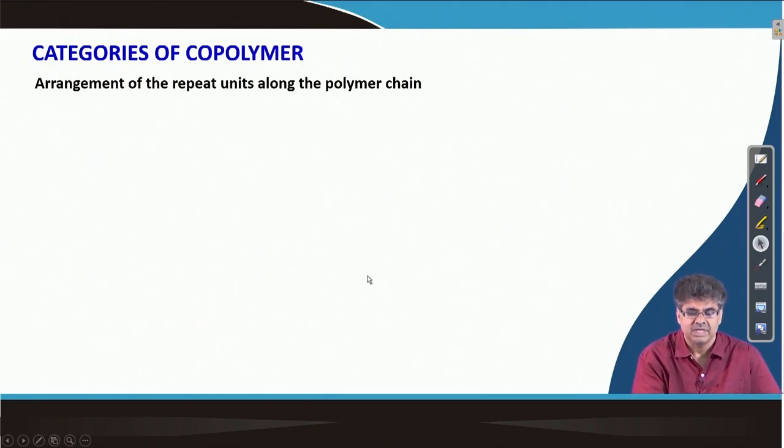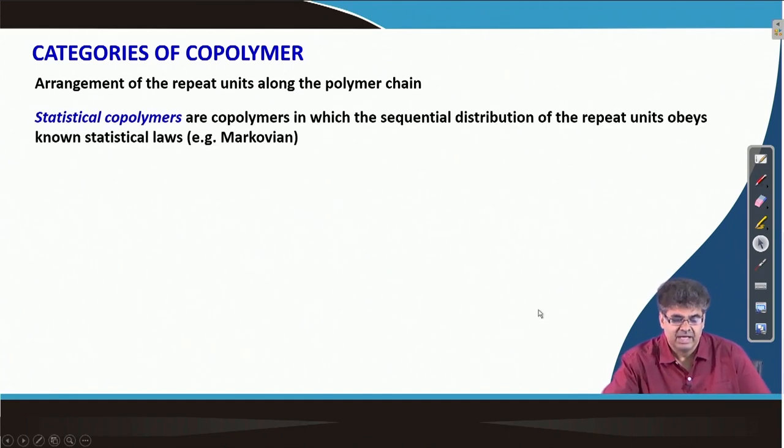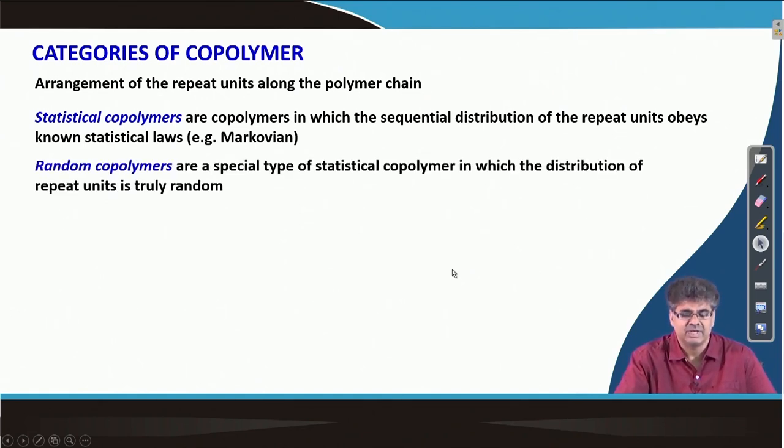When you talk about copolymers, we can divide them based on the arrangement of the repeat units along the polymer chain. For example, if the repeat units are arranged in a statistical way following a known statistical law, for example, Markovian, then we call this a statistical copolymer. One special case of statistical copolymer is the random copolymer, where the monomers are incorporated in the growing chain completely randomly, which is basically most cases when you talk about statistical copolymer, we generally mean random copolymer.